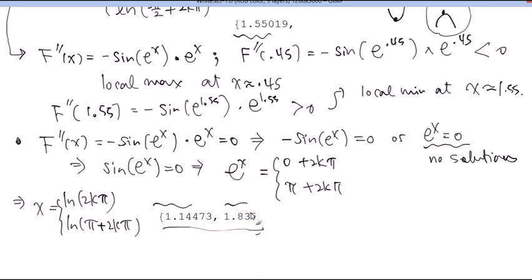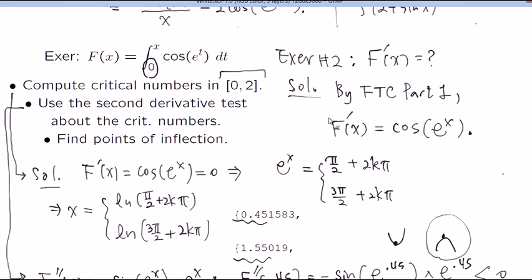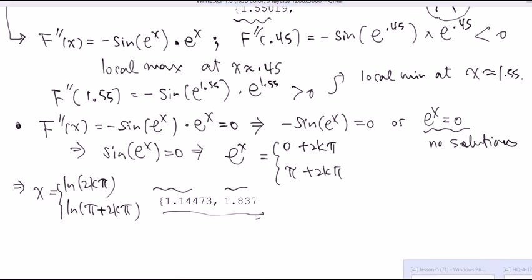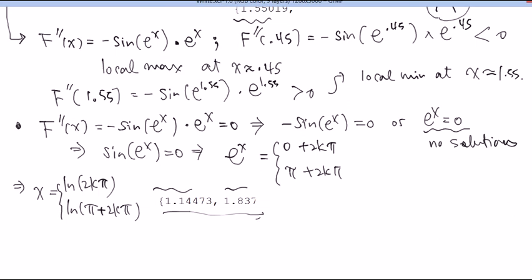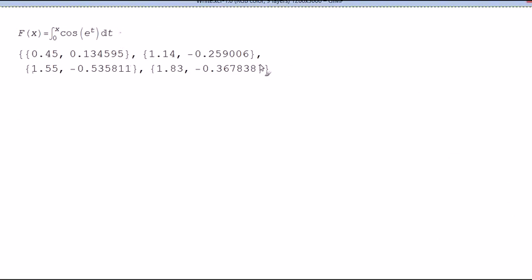Next thing we have to do is plug these x values into our original formula and use technology to calculate the actual function value. This is the hard part, so we have to use the machine. And then I did that, and I think I have the numbers here: 0.45, 1.55, 1.14, 1.83. Those are the four numbers, right? So I copy that. Using this integral formulation, for which we don't know the antiderivative, these two are critical points. These two are where the concavity potentially changes.